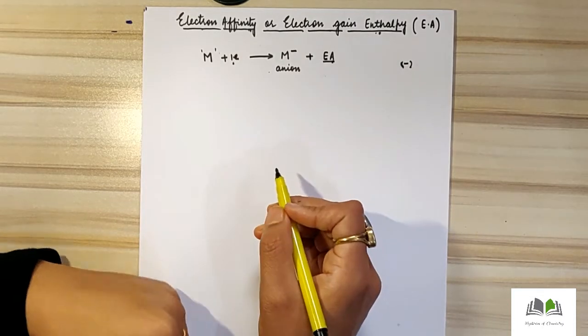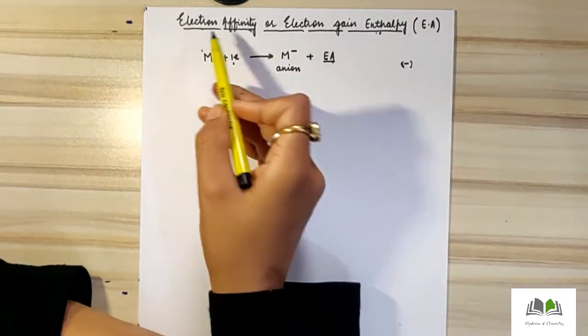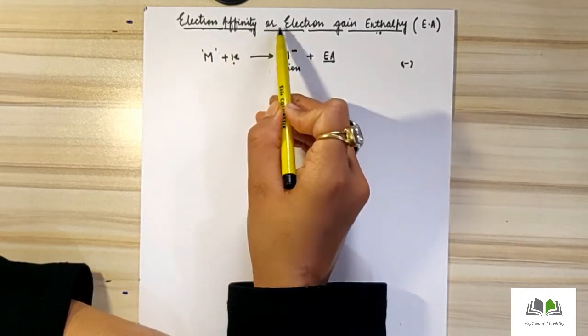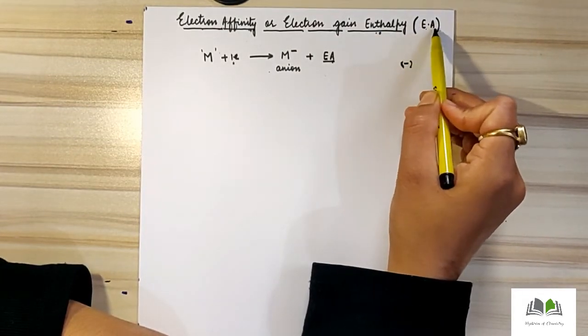Everyone. Today I am here to discuss with you another important periodic property, and that periodic property is known as electron affinity. The other name of electron affinity is electron gain enthalpy. It is also represented by writing EA, that is E for electron, A for affinity.